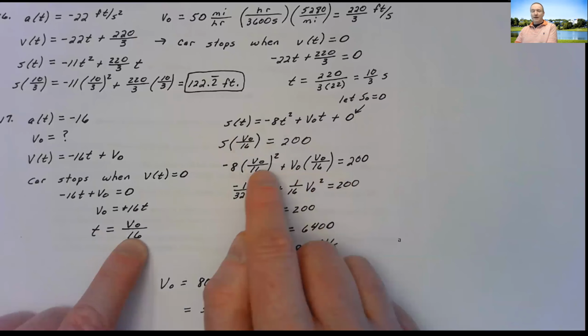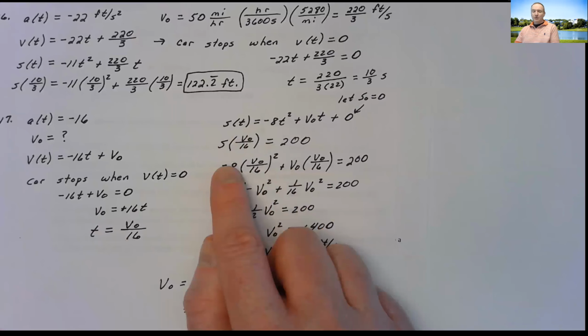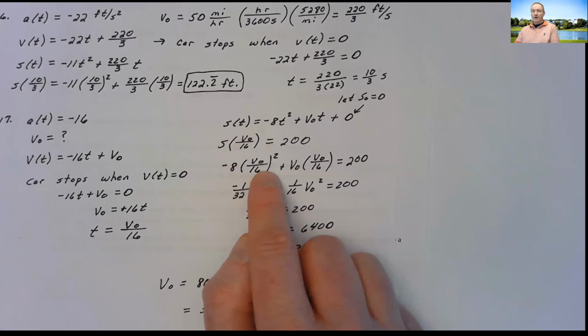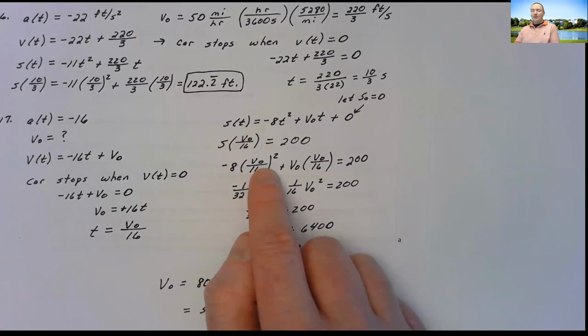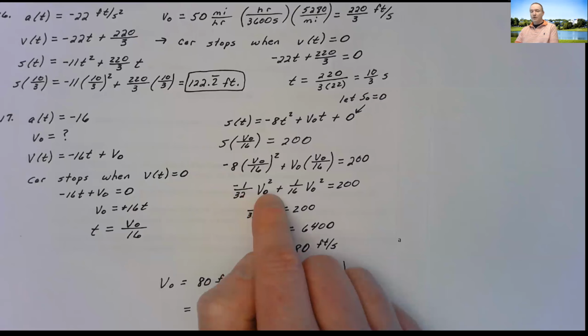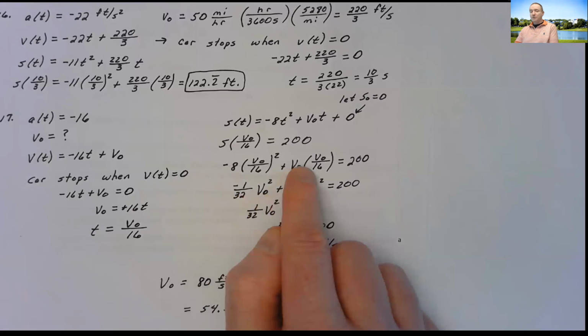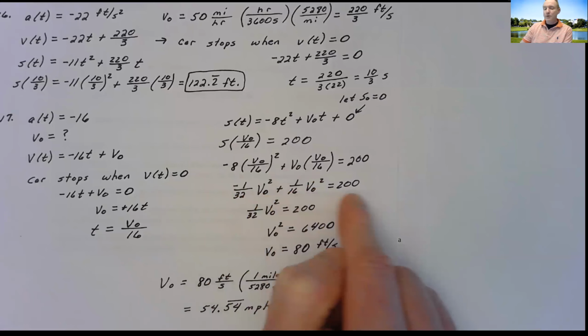On the left-hand side, you have negative 8 divided by 16 squared. I went ahead and reduced that: 8 reduces with one of the 16s and gives me a 2, and 2 times 16 is 32. That's negative 1 over 32 v sub 0 squared plus v sub 0 squared over 16, or 1/16 v sub 0 squared. That's equal to 200.